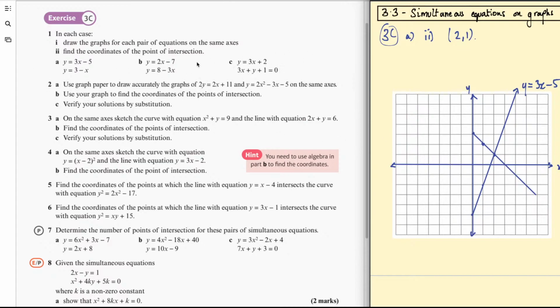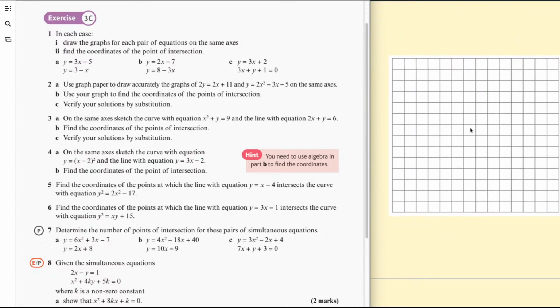You can have a go at B and C as well if you like, but I'm going to move on to question 2. 2a says, use graph paper to draw accurately the graph of 2y equal to 2x plus 11 and y equal to 2x squared take 3x take 5 on the same axes. Use your graph to find the coordinates of the points of intersection. Okay, so straight on to the quadratic then.